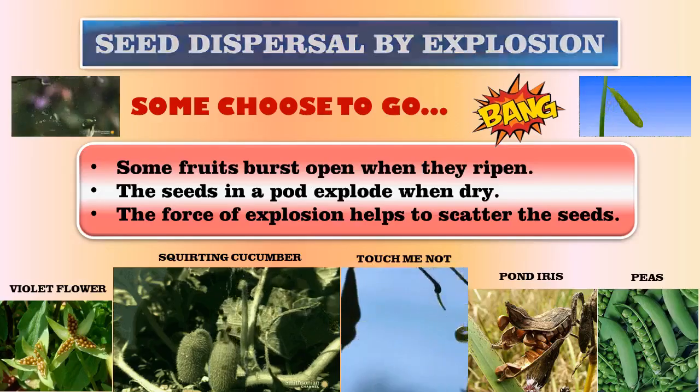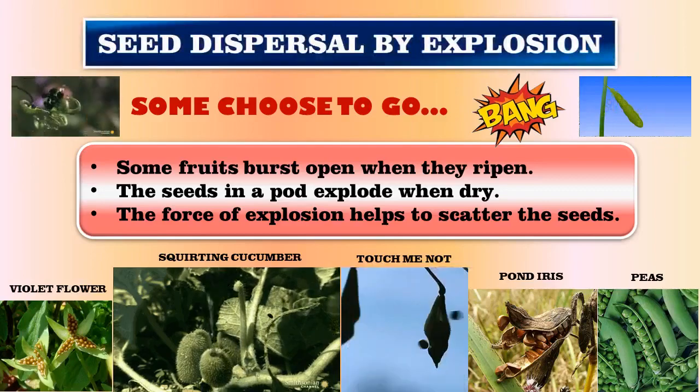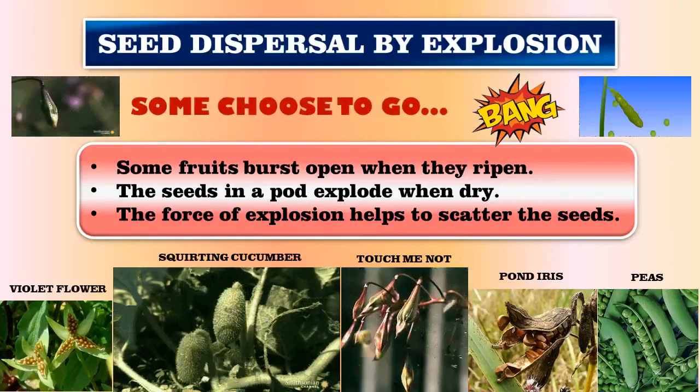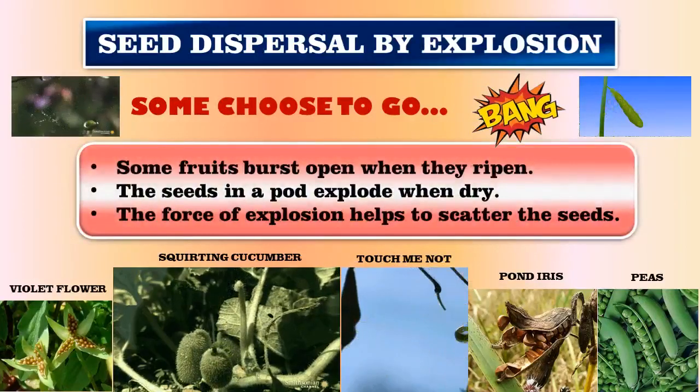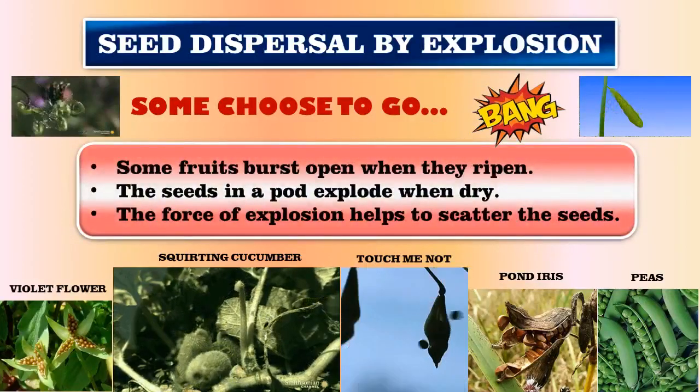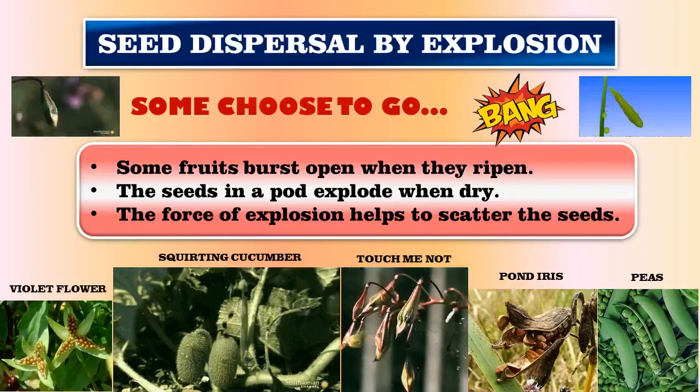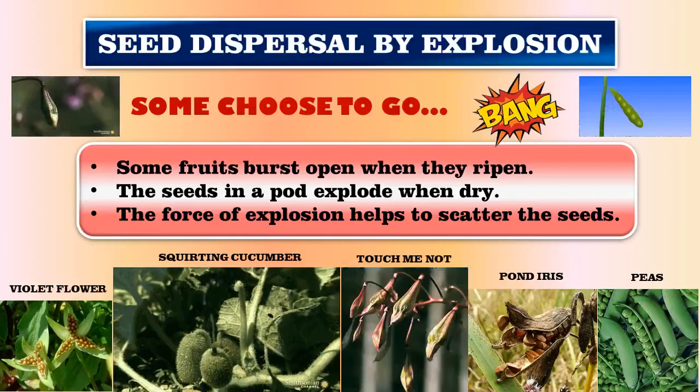Now we'll discuss seed dispersal by explosion. Some choose to go bang. Some fruits burst open when they ripen. The seeds in a pod explode when dry. The force of explosion helps to scatter the seeds.